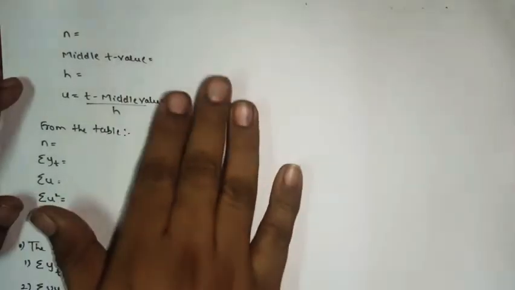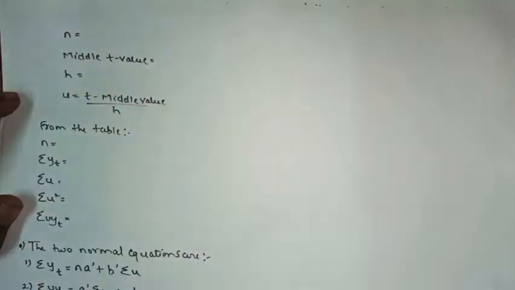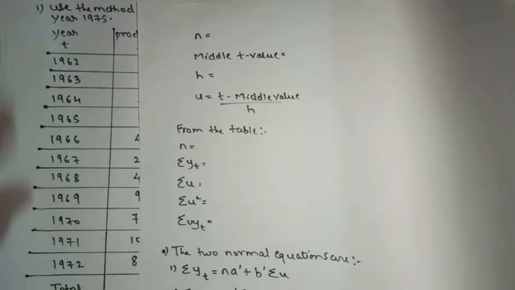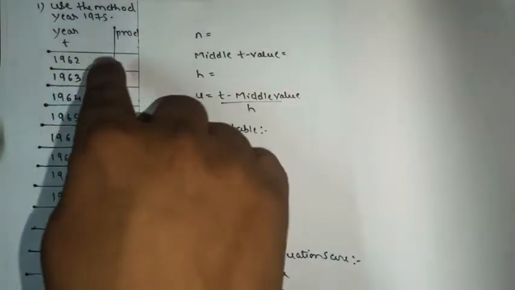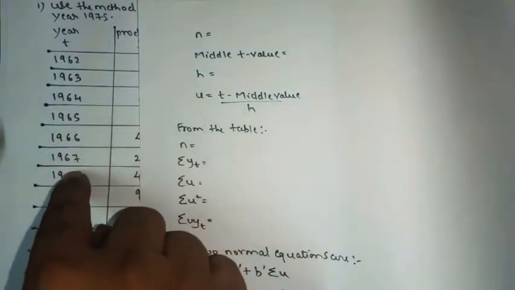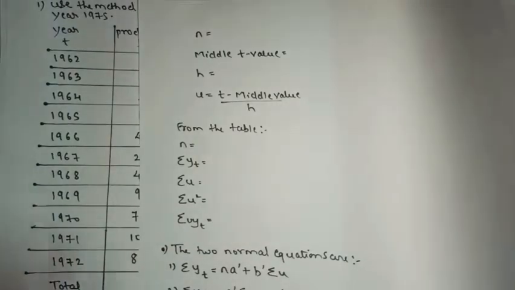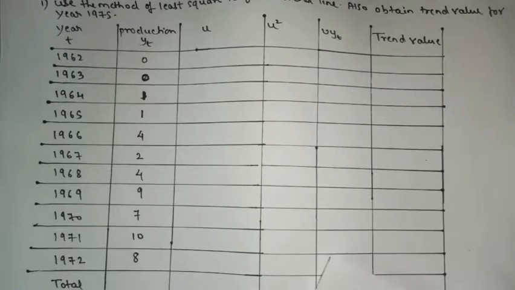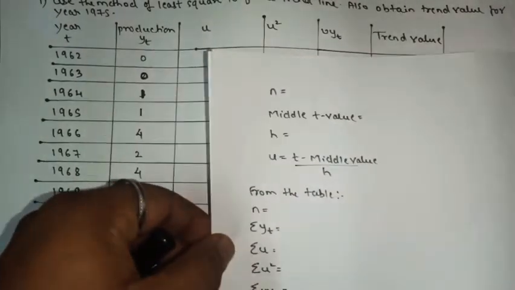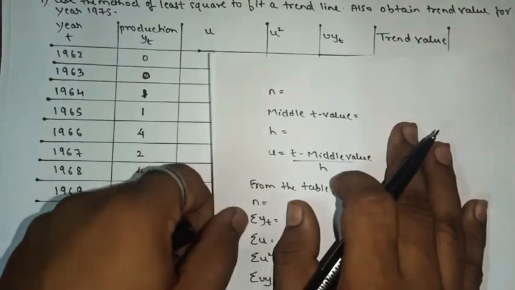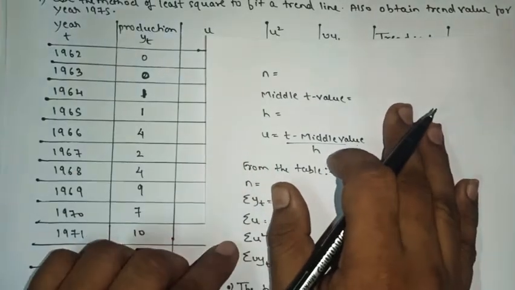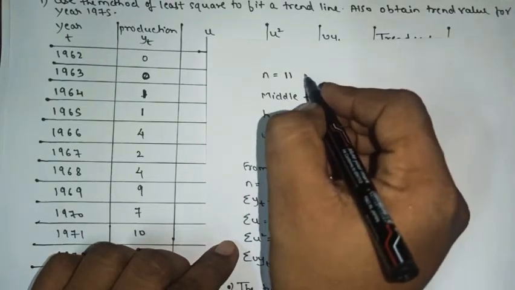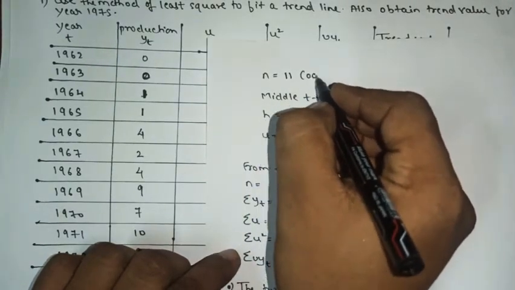Okay, so the first step, we have to find the value of n. n means the number of observations. How many numbers are there? Check: 1 2 3 4 5 6 7 8 9 10 11. So here I will write n = 11. So can I say 11 means what? It is odd.